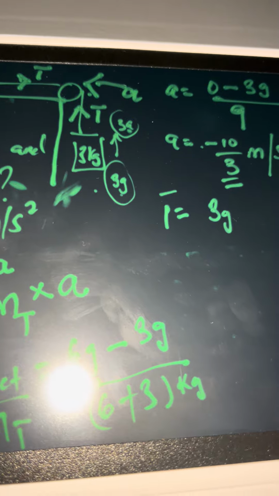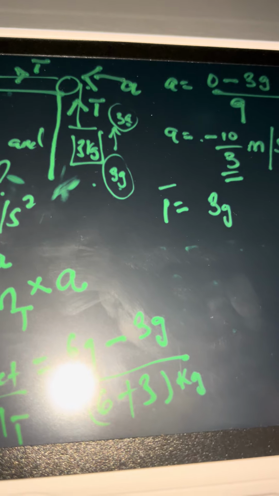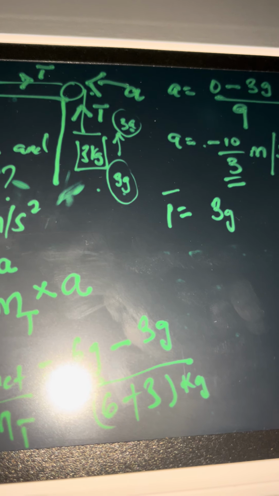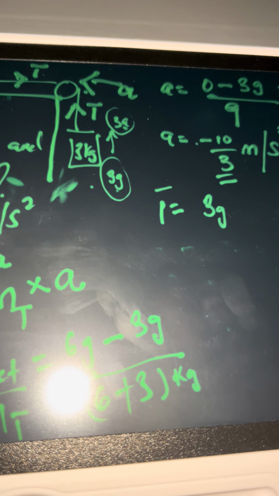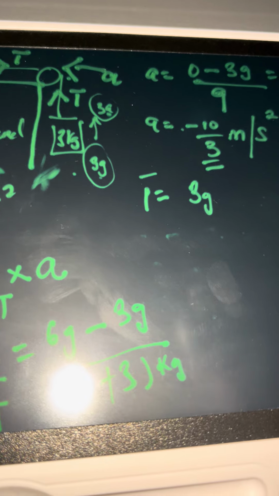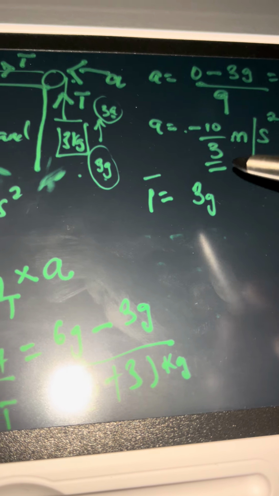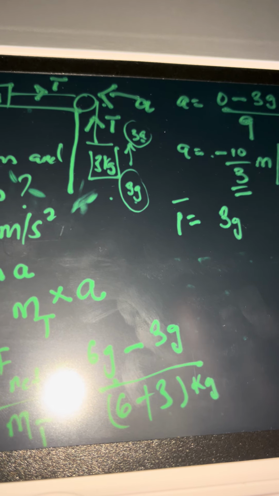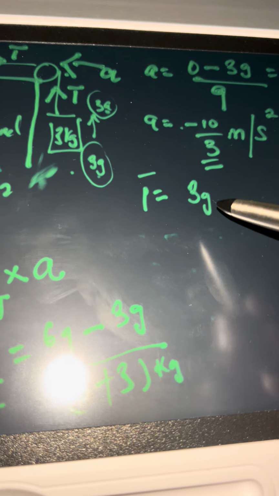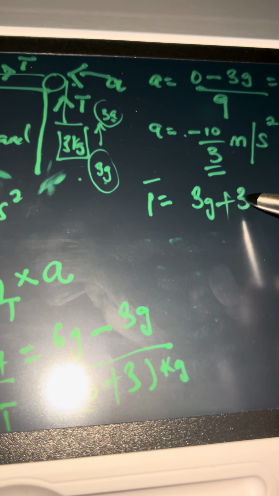Because it's moving upward, you require an added force to be able to move freely. So a tension is needed. You need more tension when it's moving upward. So that will be 3g plus 3a.